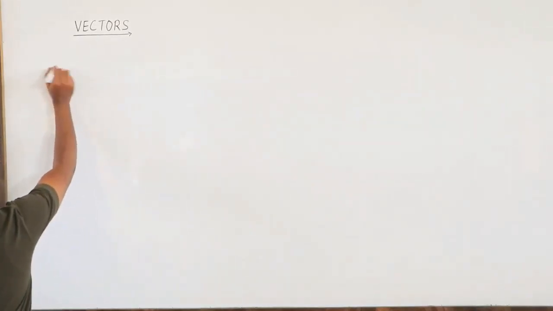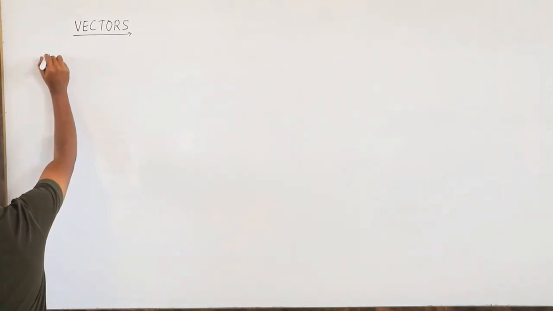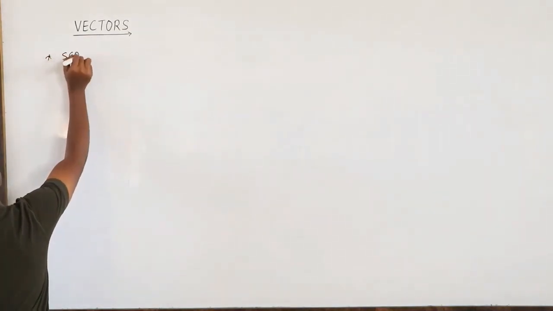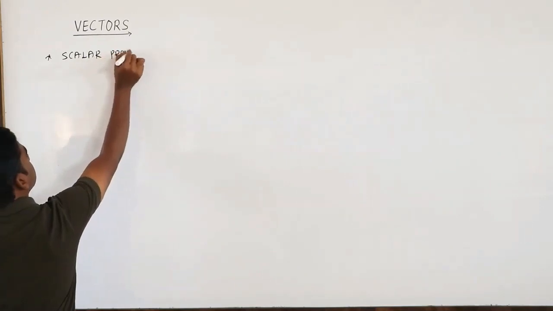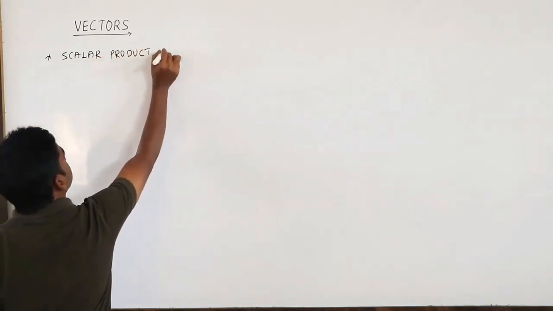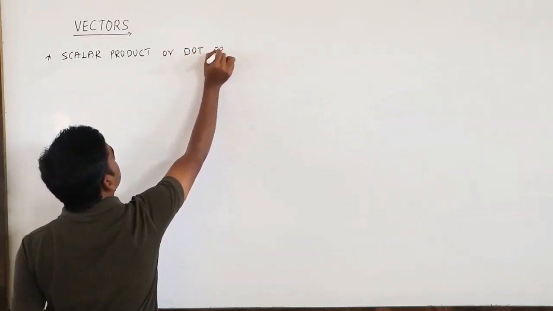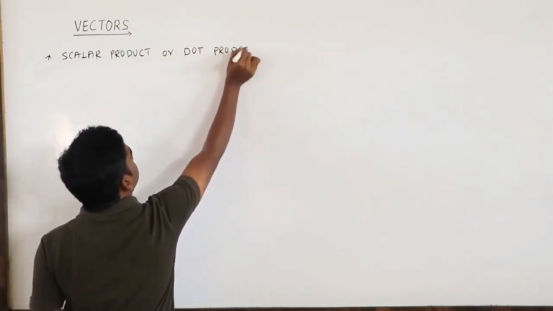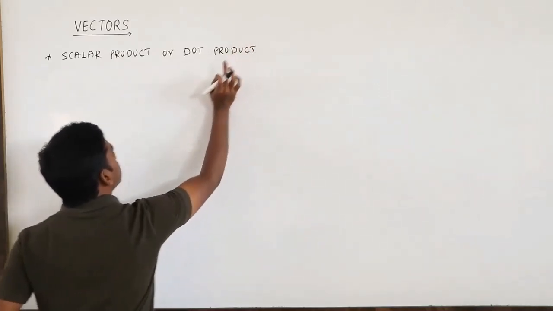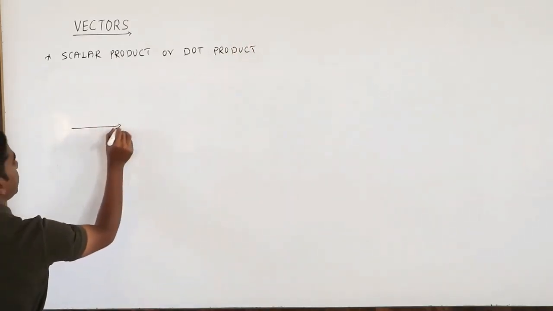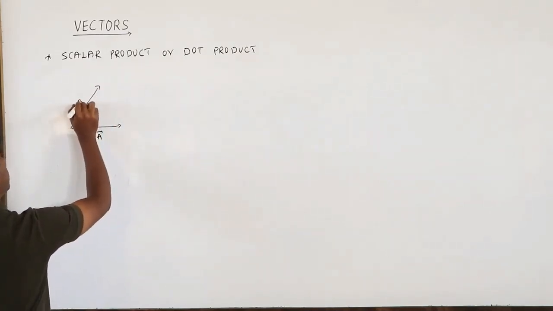So where are we? We are at the vector scalar product, scalar product or dot product. Okay. So for the scalar product or dot product, suppose there are two vectors, vector A and vector B.